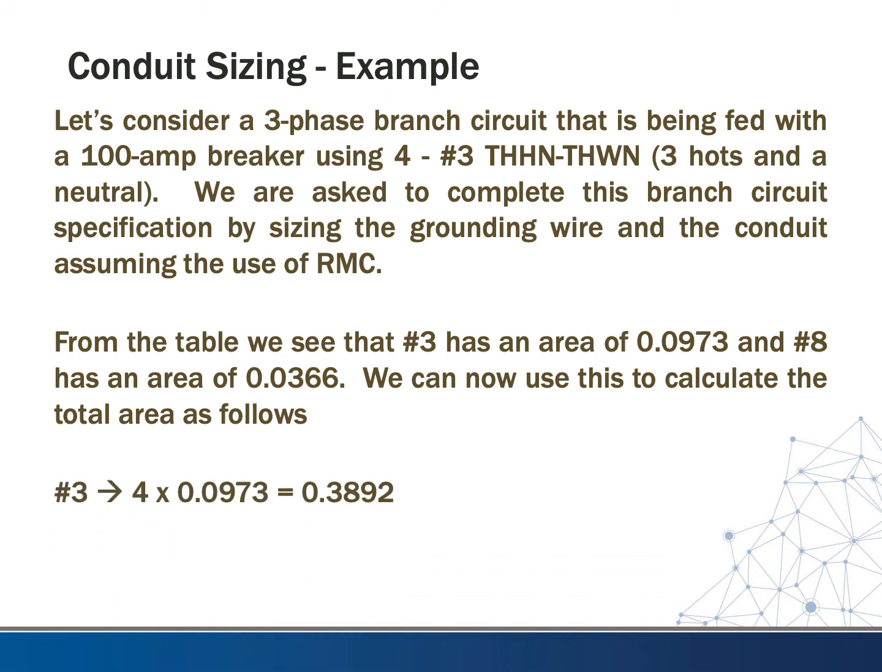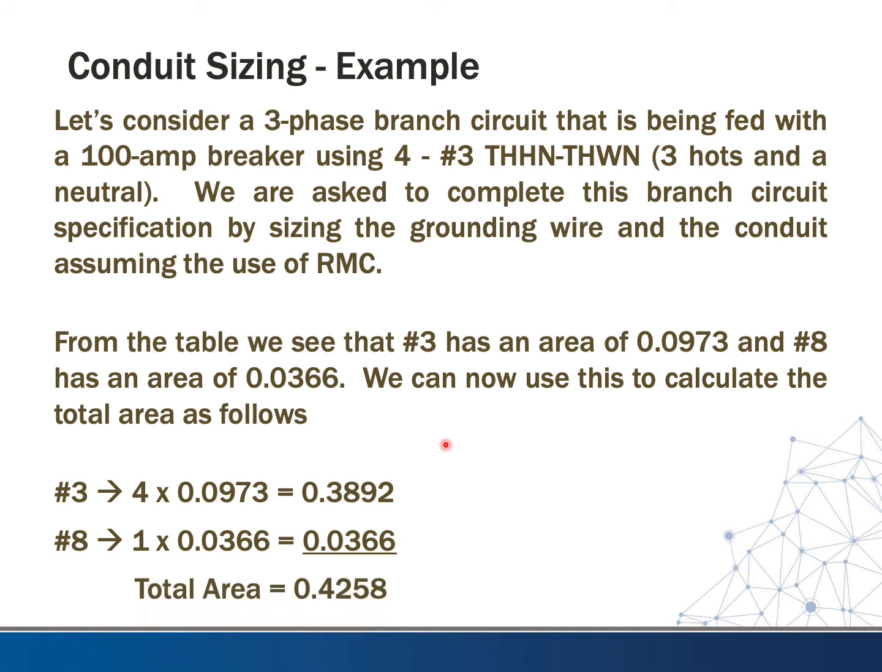Since there's 4 of the number 3 phase, 1 neutral, we'll say 4 times 0.0973, so that gives us a total cross-sectional area of 0.3892. Then for the number 8, there's only 1 of those, so we just bring that straight across. Then we add those together, so the total cross-sectional area used by our conductors is 0.4258, a little under half an inch squared.